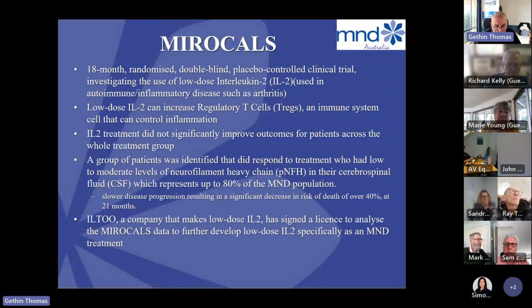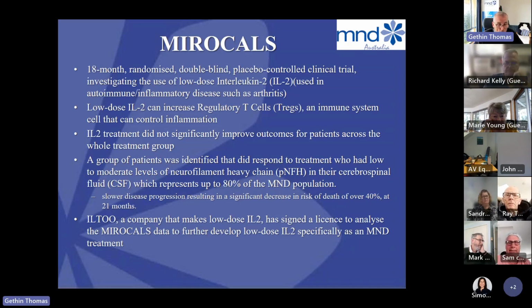It didn't absolutely improve the outcomes for all the patients, but there was a subset of patients, earlier in the disease, with low to moderate levels of neurofilament heavy chain. This is a biomarker that measures motor neuron death. As motor neurons die, they release these neurofilament chains, and the higher the levels of neurofilament, the more motor neurons have probably died. They showed that in patients a bit earlier in the disease process, probably about 80% of the population, it did have significant slowing of progression, with a decrease in risk of death of over 40% after almost 2 years of taking this drug.